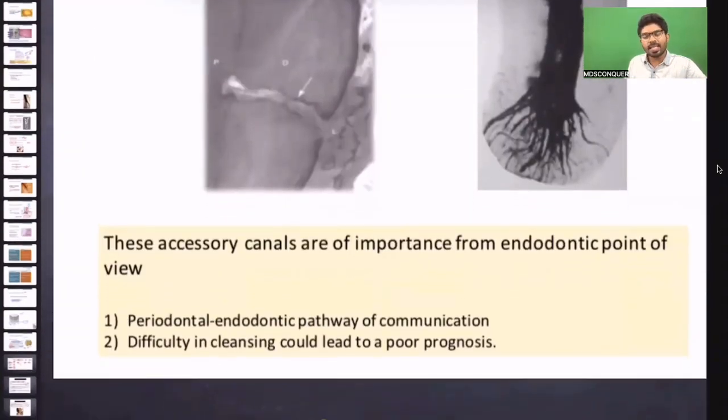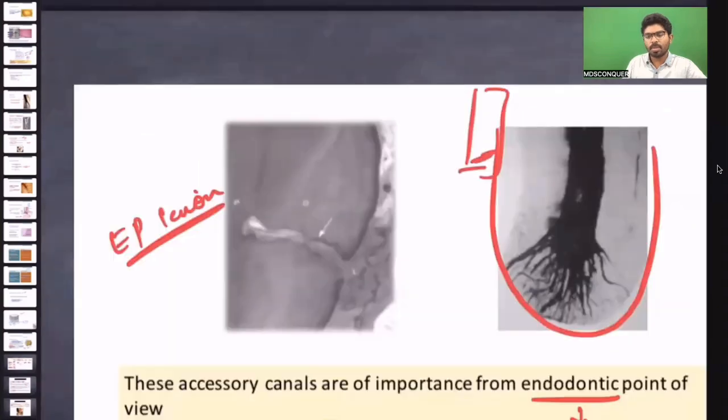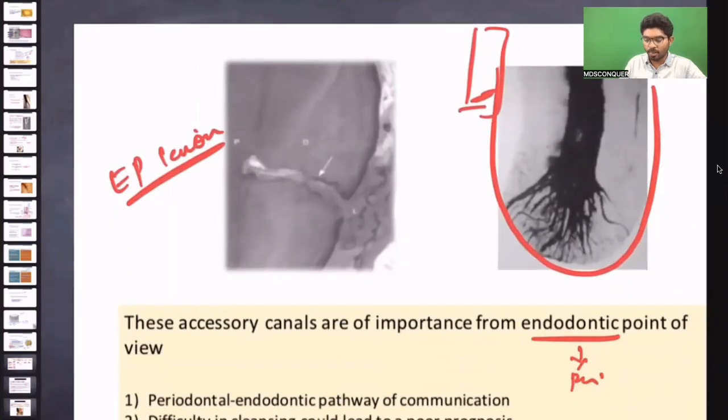The main usage of these accessory canals and lateral canals is that they communicate endo plus perio. That is called endoperio lesions. For example, consider this as a tooth. A tooth has a deep pocket for 2 to 3 years. You have a deep pocket, bacteria are there. Bacteria reach these accessory canals. They start infecting the pulp.